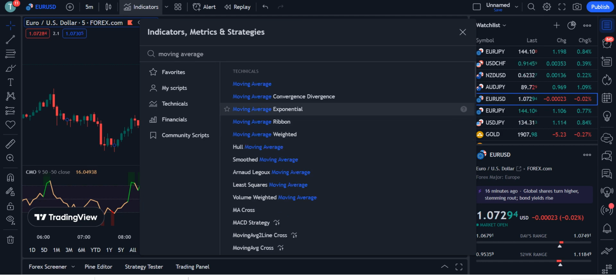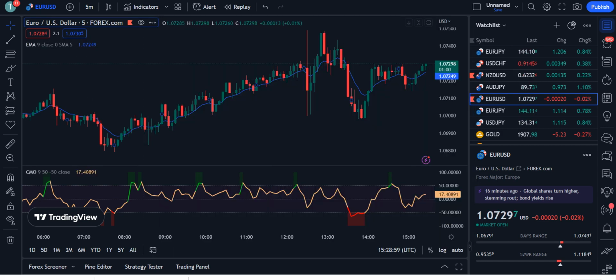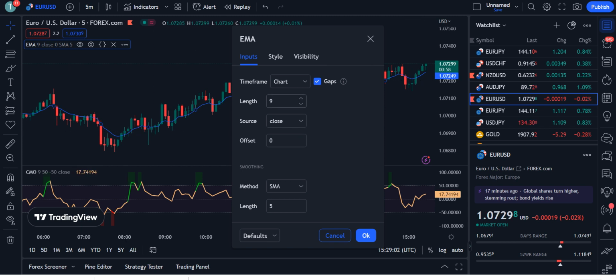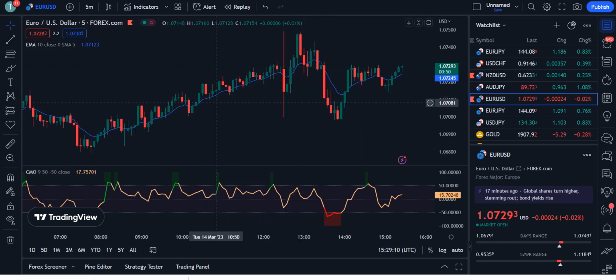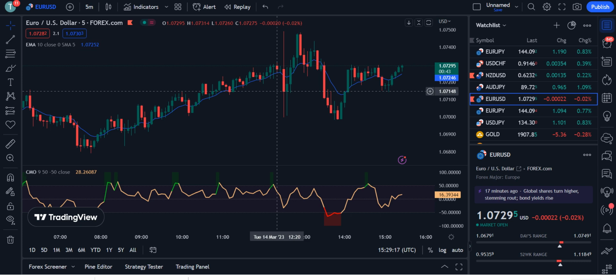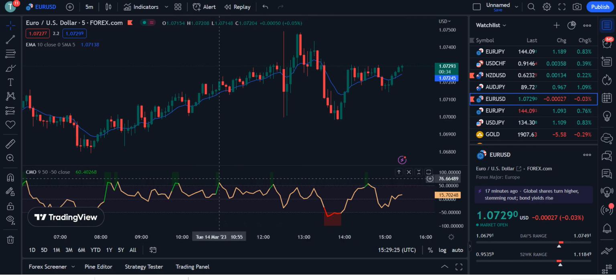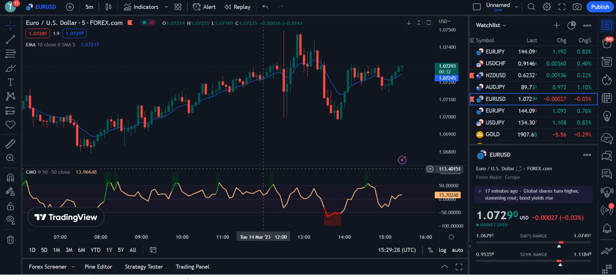We will add the moving average exponential from here, and I will go into the settings and change its length from 9 to 10. Okay, and we'll click OK. As you can see, we have the moving average here. When the moving average exponential, or EMA, is showing the upward trend, then we have to buy into the market, and when it is showing the downward trend, we have to sell simply. But we have to confirm it by looking towards the CMO or Shandy Momentum Oscillator.